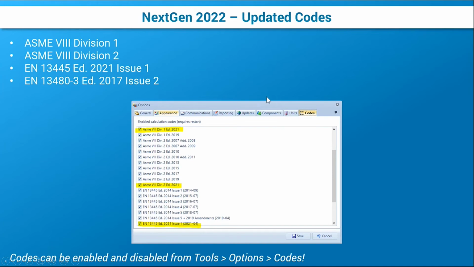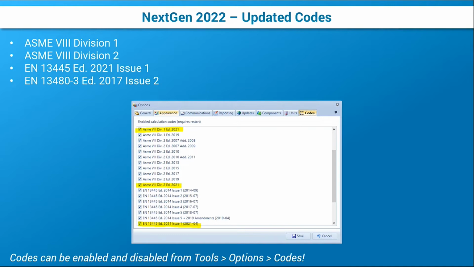Okay, the first thing we are going to talk about is the updated codes. During the last year, we introduced updates to the ASME Division 1 and Division 2. They both are being updated to the 2021 version. Then we updated the EN 13445 to the 2021 issue 1 and the EN 13480 to the issue 2 of 2017.